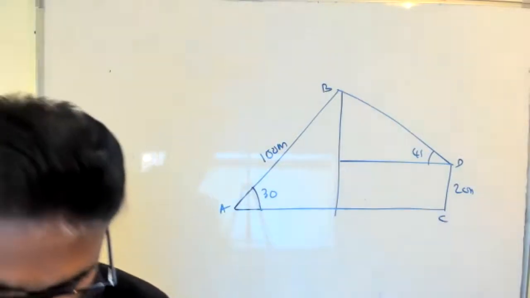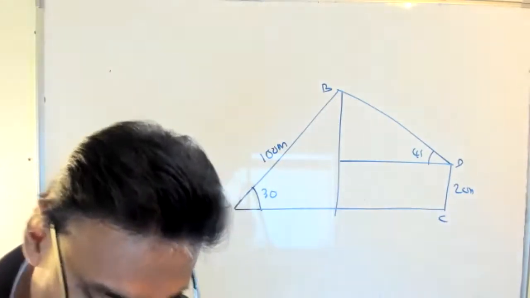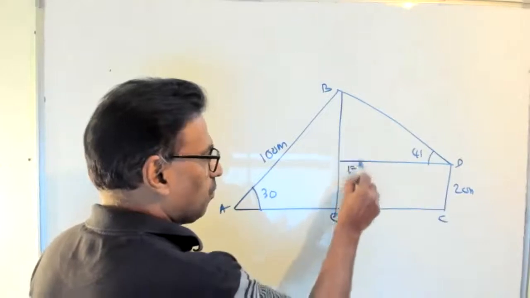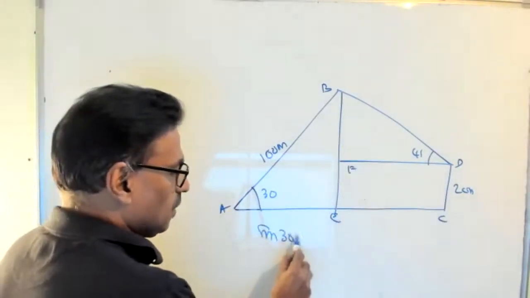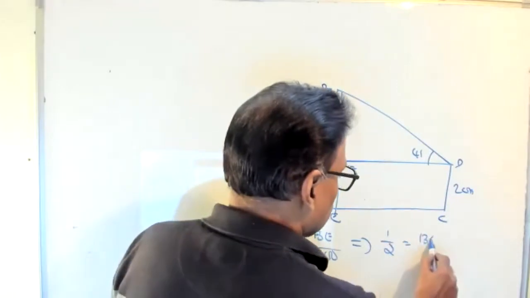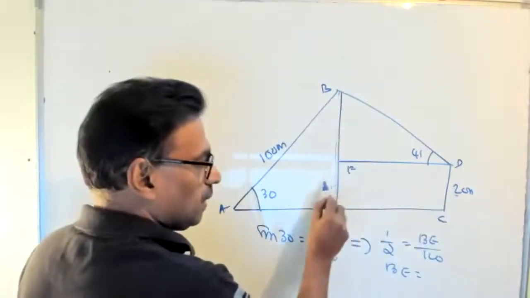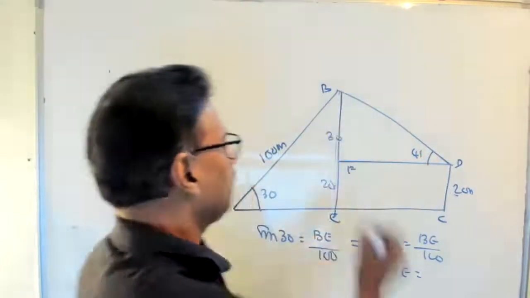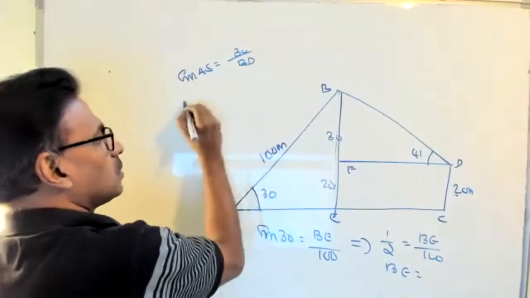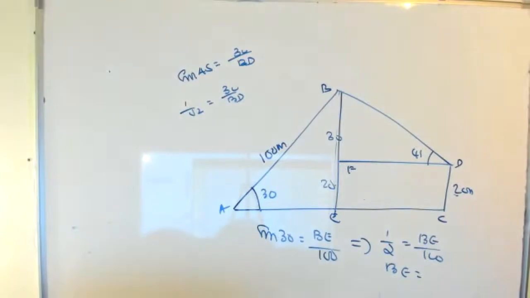Listen. If the boy and girl are on opposite sides, find the distance of the bird from the girl. A, B, C, D, E, F. First you find out this one. Sin 30 equals BE divided by 100, which implies 1/2 equals BE by 100. So BE equals 50. This distance is 50, here is 20, so this is 30. Then to find this one, sin 45 equals 30 by BD. So 1/root 2 equals 30 by BD. BD equals 30 root 2.